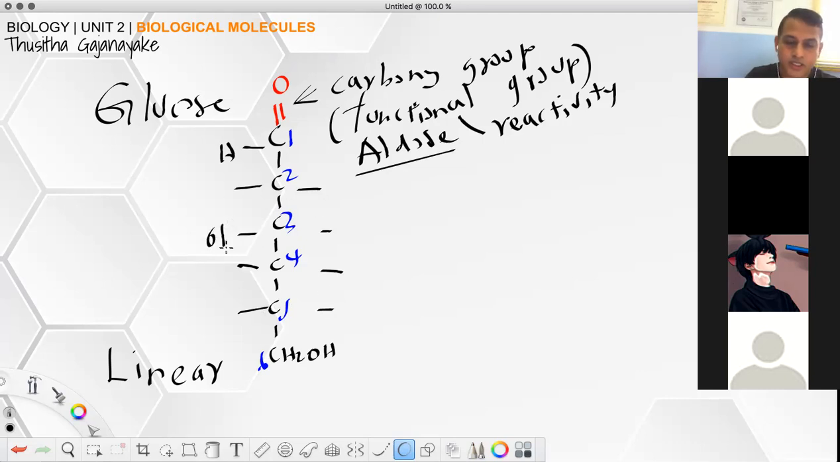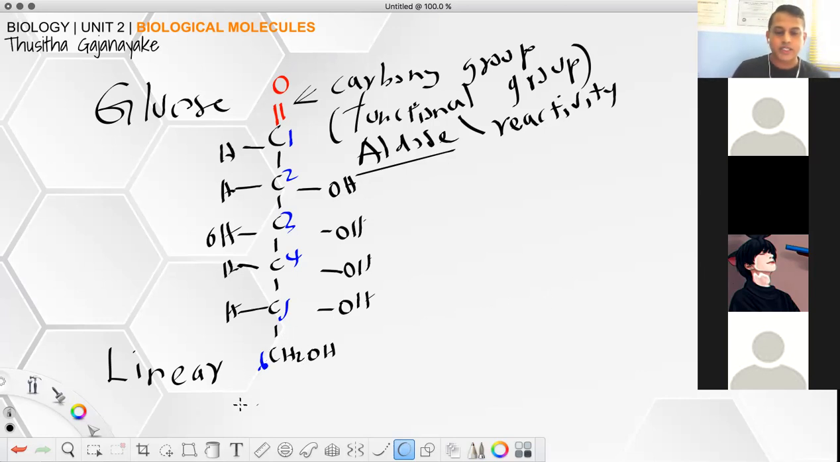Then for the rest, the third OH is on this side, H, H, H, and on this side OH, OH, OH, OH. Right, I think you can copy this down, a linear structure of the glucose molecule. Usually in aqueous solution, this exists at around 3%. We can see this structure at around 3% in aqueous solutions.